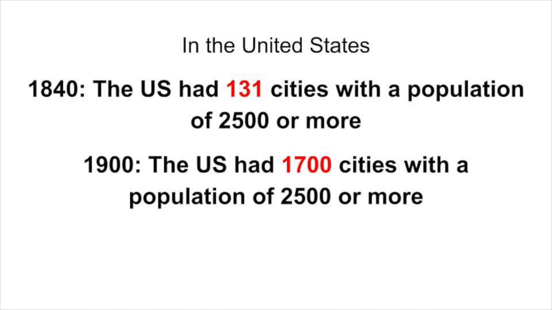In the United States, in 1840, the U.S. had 131 cities with a population of 2,500 people or more. By 1900, that number had climbed to 1,700 cities with a population of 2,500 or more. Most newly arrived immigrants, as well as many rural Americans, moved to cities during this time period. And there's a number of significant changes that took place during this time.